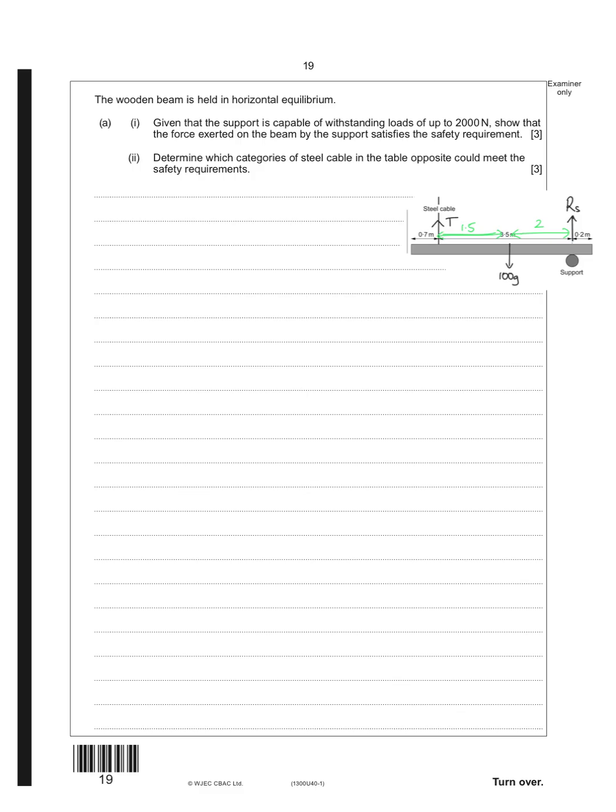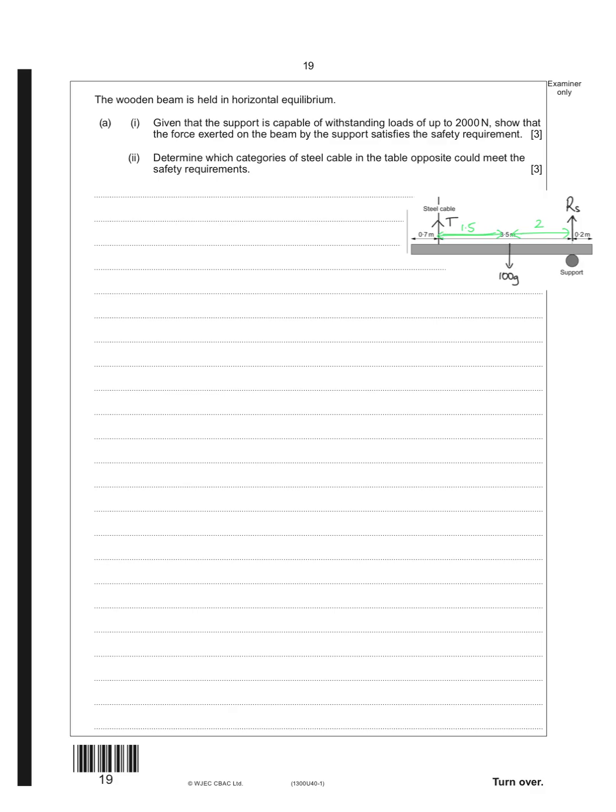Okay, magic wizards have brought my picture from the last slide over onto here. Given that the cable is capable of withstanding up to 2,000 newtons, show that the force exerted on the beam by the support satisfies the safety requirement, and then determine which one of the steel cables could meet the safety requirement.